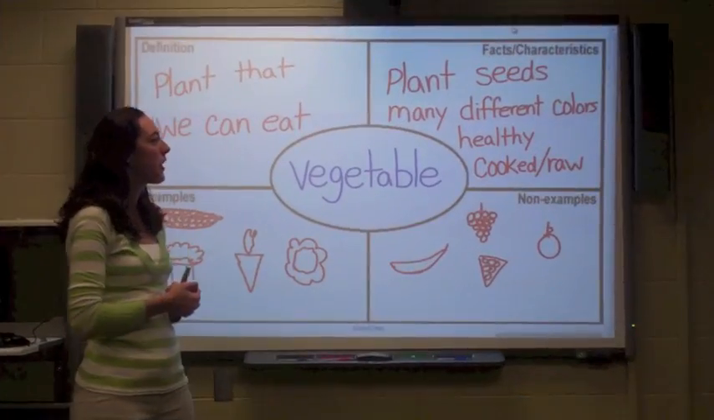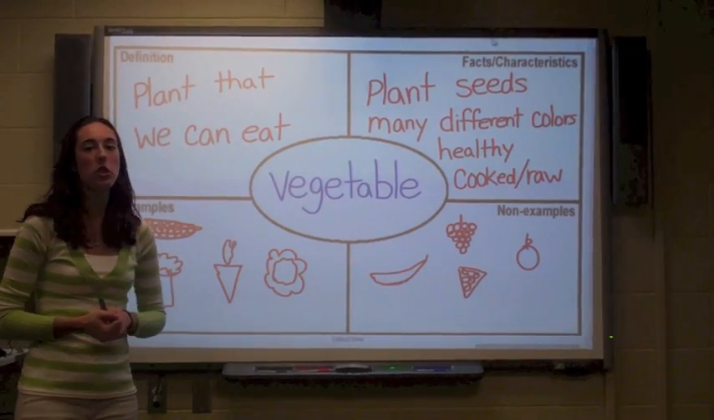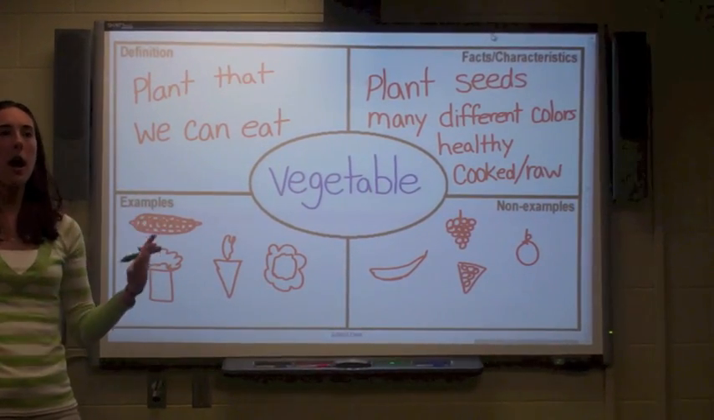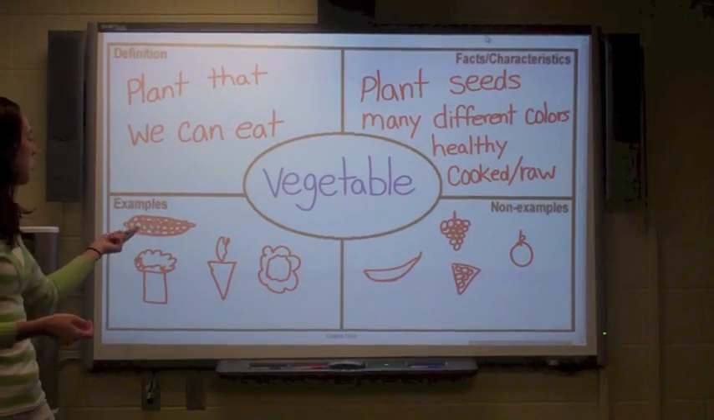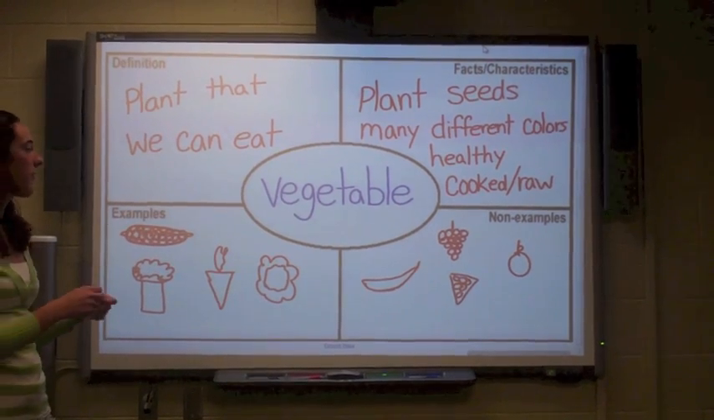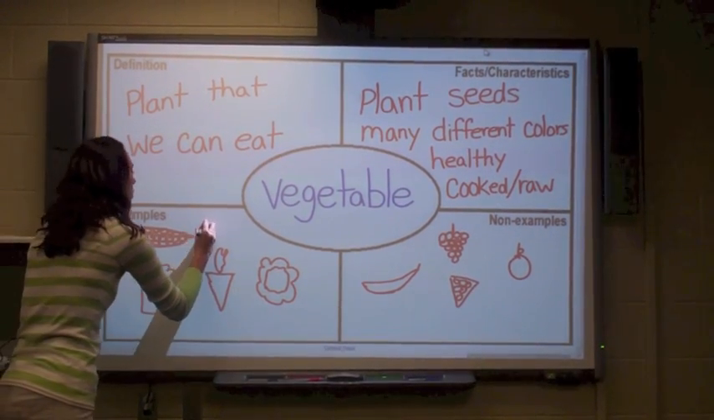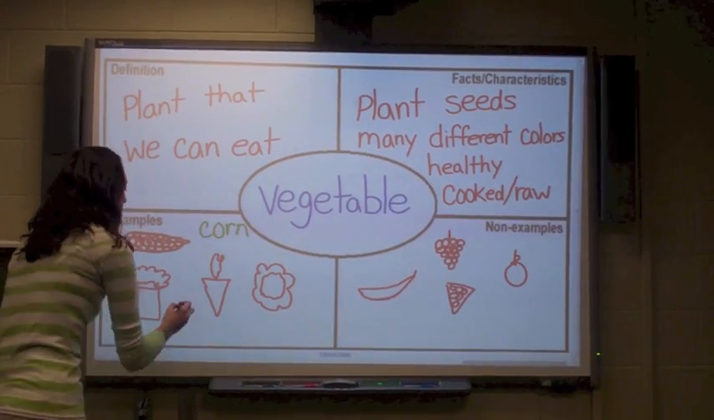All right, so our Frayer Model example that we demonstrated is one with pictures that you would be able to use in an early childhood classroom, particularly kindergarten through third grade. You could also use this with older students. You would have them write out the words of vegetables. So for example, for corn, you would have them just write the word corn. They would also be able to write the word carrot.